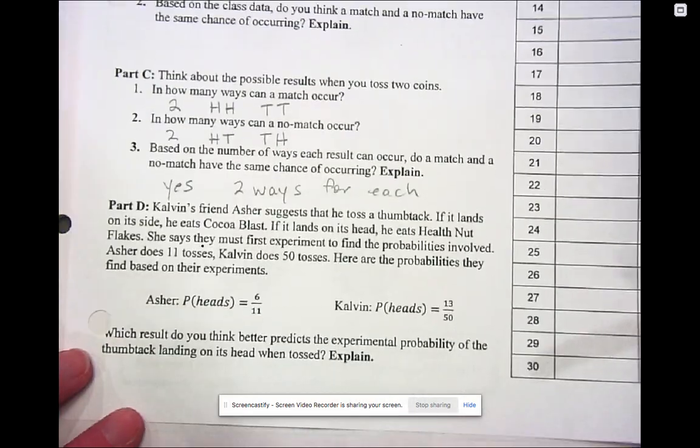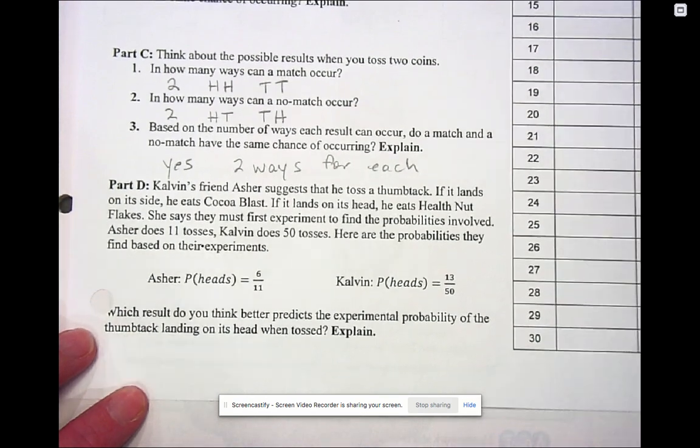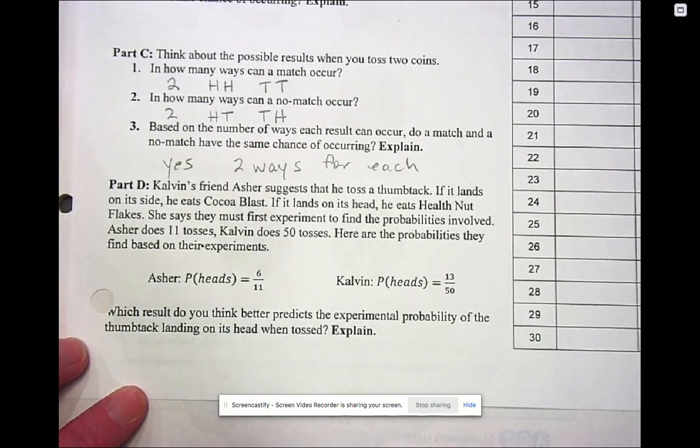All right, let's look at question D. Calvin's friend Asher suggests that he toss a thumbtack. If it lands on its side, he eats Cocoa Blast. If it lands on its head, he eats Healthy Nut Flakes. She says they must first experiment to find the probability involved.